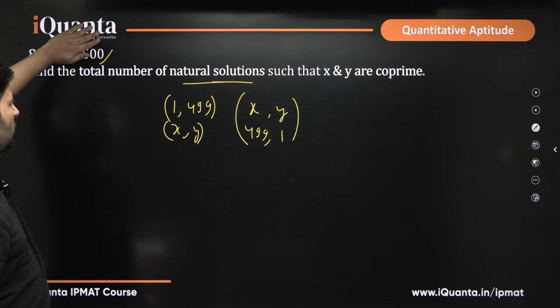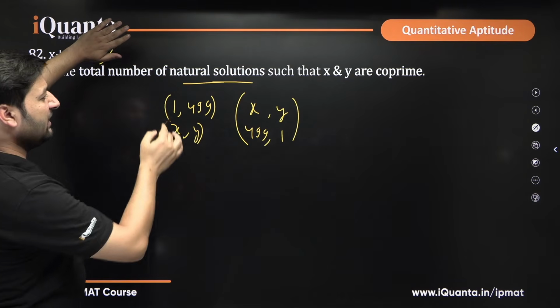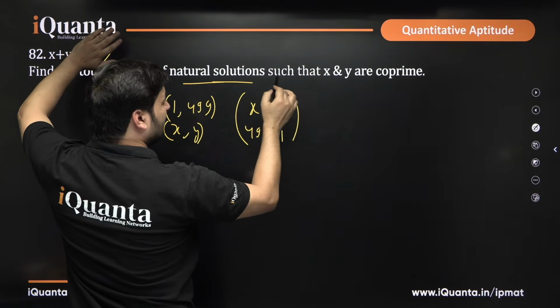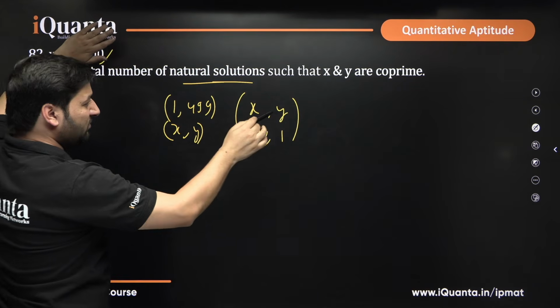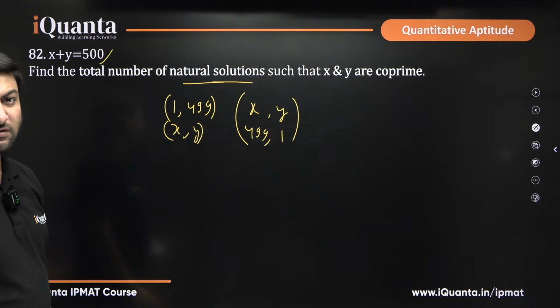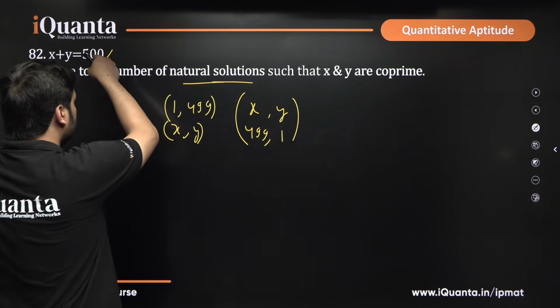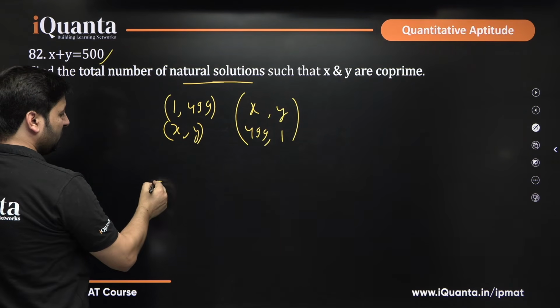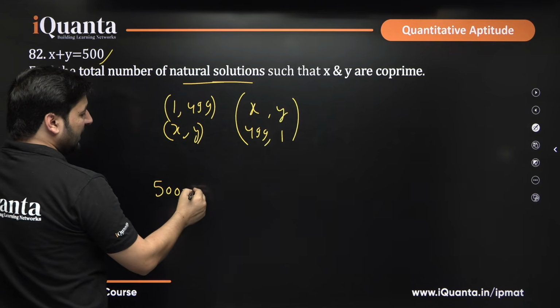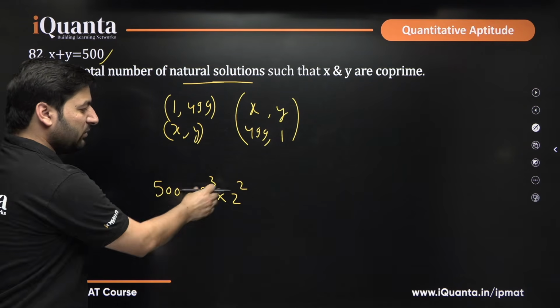But if this had not been given, the question would have been like, find the total number of natural solutions such that x and y are two numbers which are coprime and have a sum of 500. Then in that case, we would have given unordered solution, Euler value would have been divided by 2. So let's do it over here. This is my number 500, do the prime factorization of 500. It will be 5 cube into 2 square, 125 into 4 is 500.